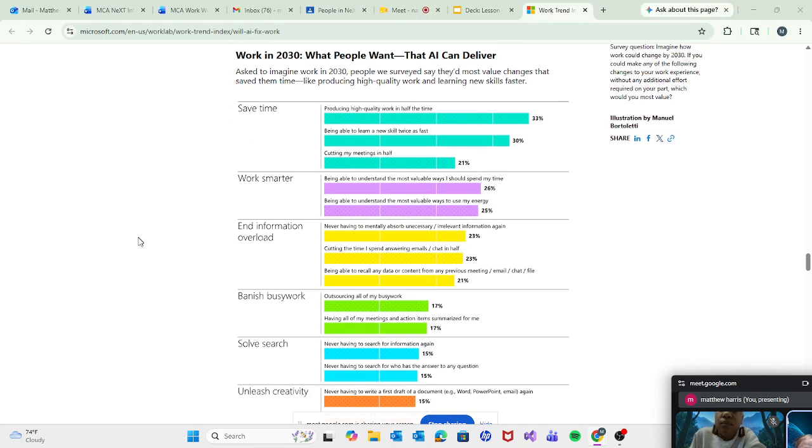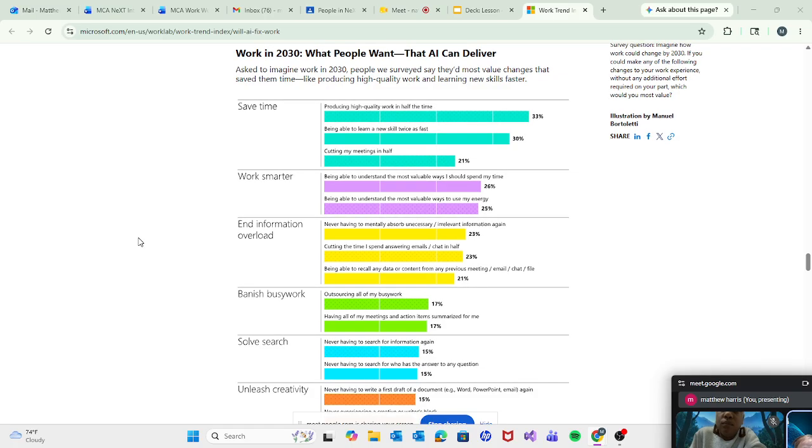And then it has future trends of where it's looking for saving time, everything. So what work in 2030 might look like.